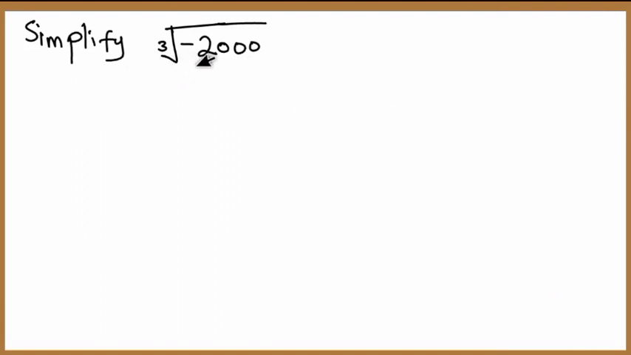Now with this question, what you have to do first is to look for a perfect cube factor of -2000. So looking for a perfect cube factor, I think -8 times 250 will be alright. So when we multiply this one, it gives us the number under the radical.